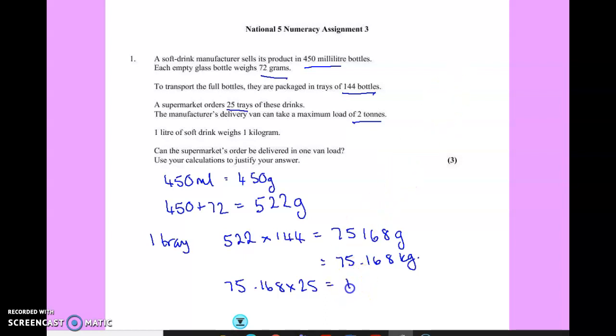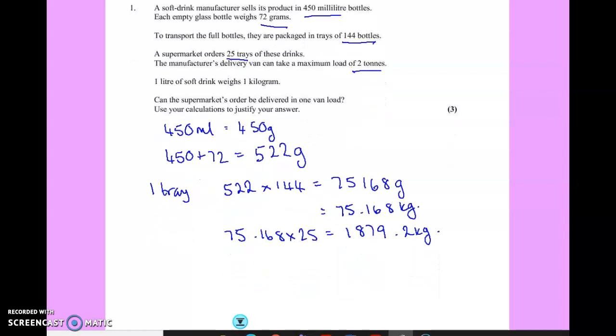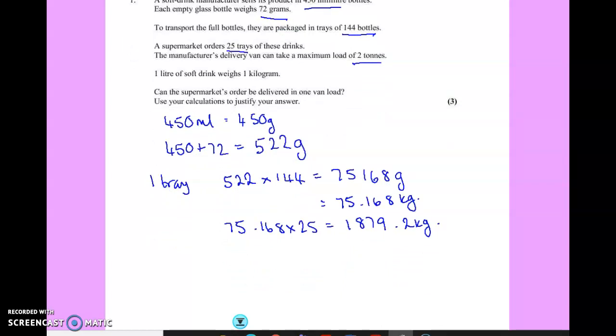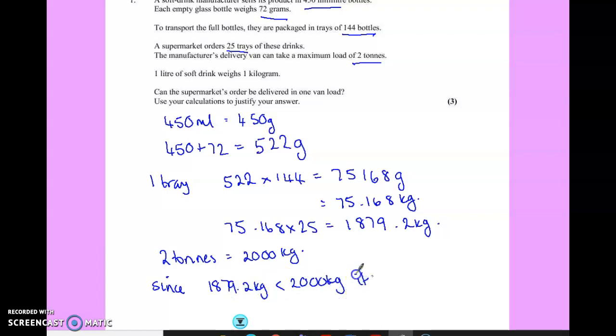Which is 1,879.2 kilograms. Now my delivery van is 2 tons as a maximum load. 2 tons, if I can spell, that would be useful, wouldn't it? 2 tons is the same as 2,000 kilograms. So I can do this all in one load, so I need to say since 1879.2 kilograms is less than 2,000 kilograms, it can be delivered in one load.